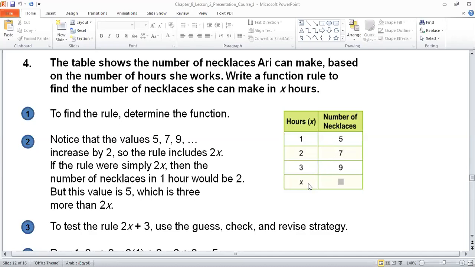x, I will multiply by 2. So it will be equal to 2x, and I add 3. The rule is 2x plus 3.